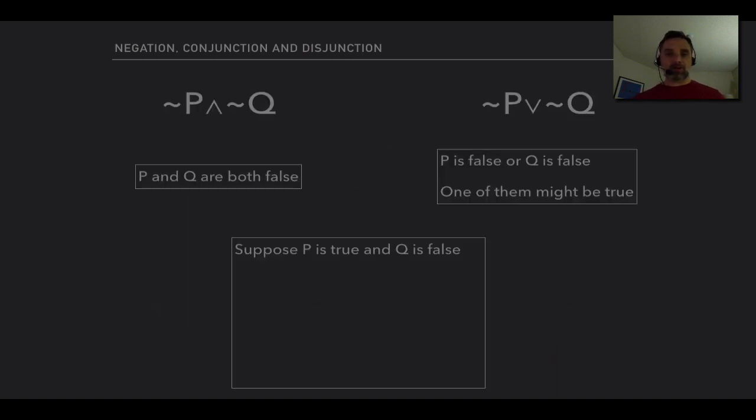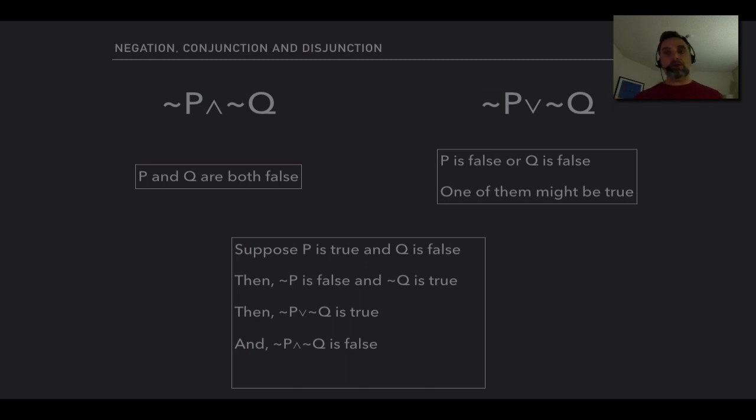Okay, well, what about in the other direction? Well, suppose that P is true and Q is false. Well, that means that negation P is false because P is true, but it means negation Q is true because Q is false. So the disjunction is true: Q is false, so negation Q is true, so negation P or negation Q is true because its right disjunct, negation Q, is true. On the other hand, negation P and negation Q is false. Why? Well, P is true, so negation P is false, so the left conjunct is false, and so the conjunction is false. So we have a situation where negation P or negation Q is true, but negation P and negation Q is false.